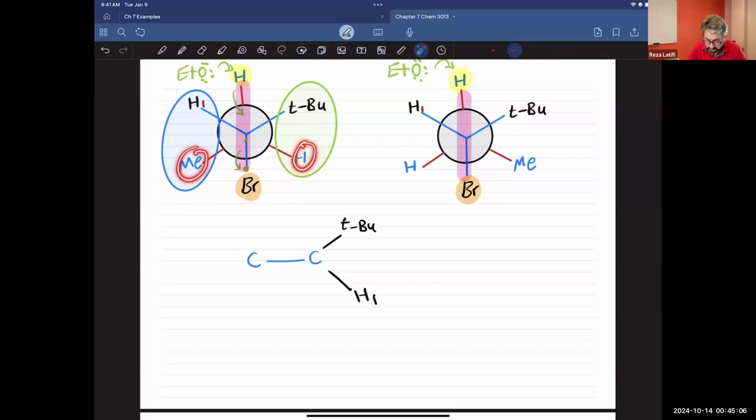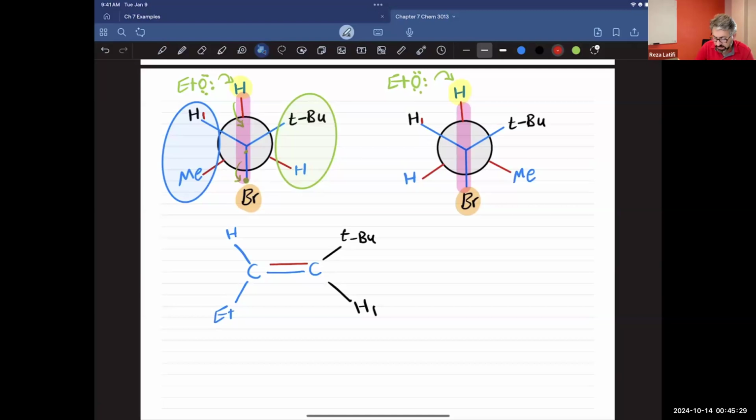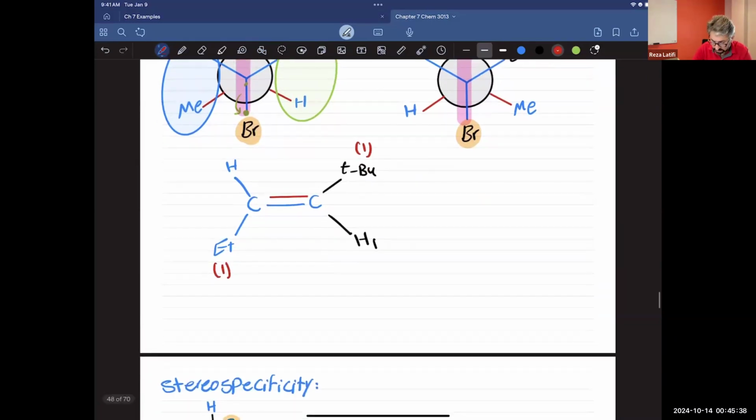Remember we said this hydrogen is on the same side as the tertiary butyl. Where is the tertiary butyl? Put the hydrogen on the same side. So I'm going to put the hydrogen here, and then the methyl will be there. Of course, we have a double bond, so let's put the double bond there. This is going to be the first priority, and that one will be the first priority here. So technically, this one is trans.